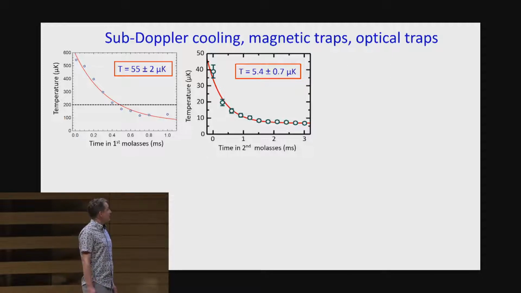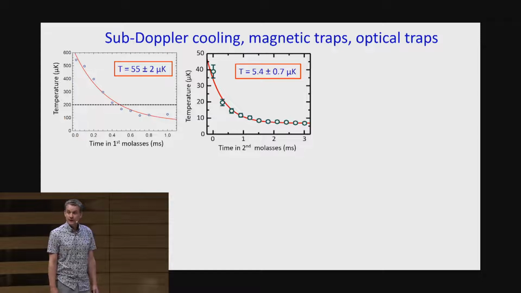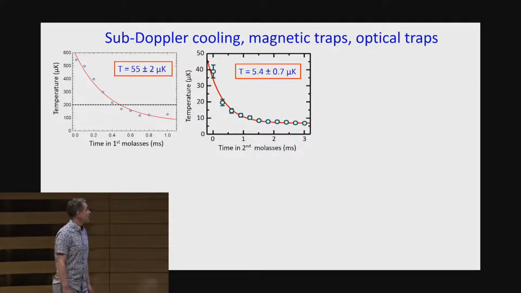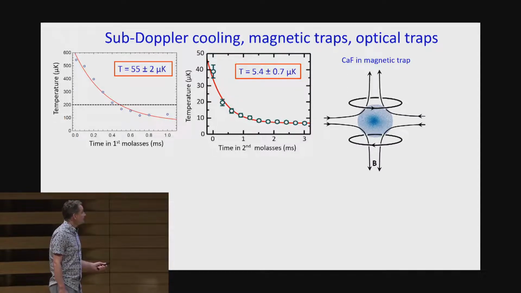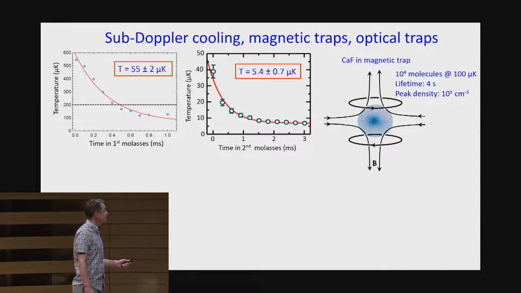At this stage, we like to transfer the molecules into conservative traps, and in my group, we work with both magnetic traps and optical traps. Here is a picture of calcium fluoride molecules released from a magnetic trap, where we typically have about 10 to the 4 molecules at 100 microkelvin. The lifetime is about 4 seconds, and the peak density is pretty low, about 10 to the 5 per cubic centimeter.